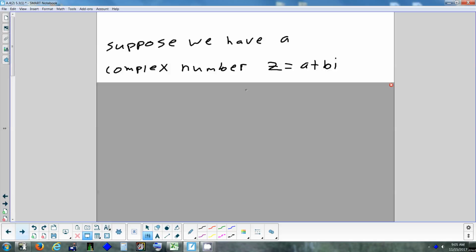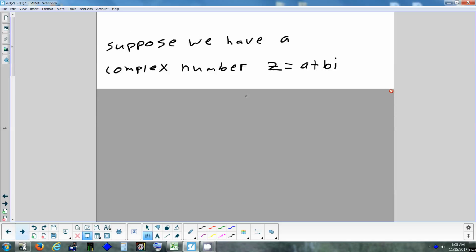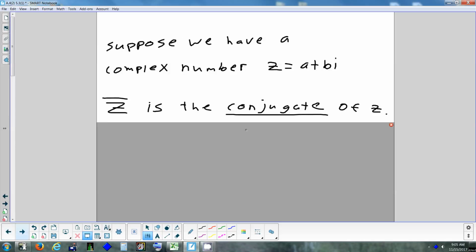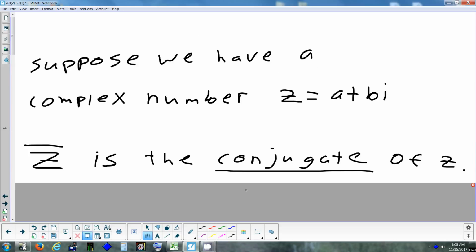All right, so now we're going to look at multiplying again, but we're going to look at something special, okay? Kind of a special case where a lot of stuff happens to cancel out. So suppose you have a complex number. I'm just going to call it Z. It has a real part, which I'm calling A, and an imaginary part, which I'm calling B.